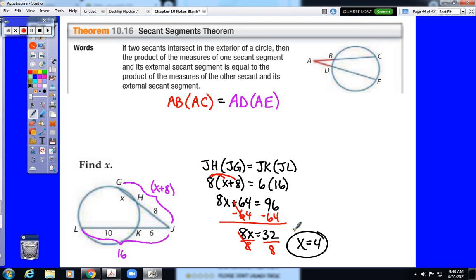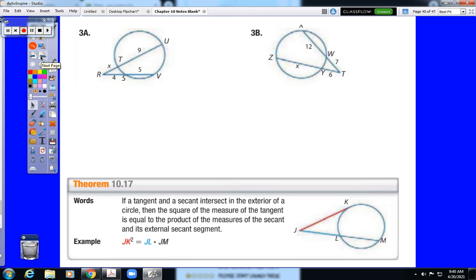Now, on the next page are two examples. I'd like you to pause the video and try example 3B on your own. That should be an X up there, so please correct that in your notes. This should say X. Please try 3B, and then resume the video and see how you did. 3A is going to take more explanation, so we're going to do that one together.